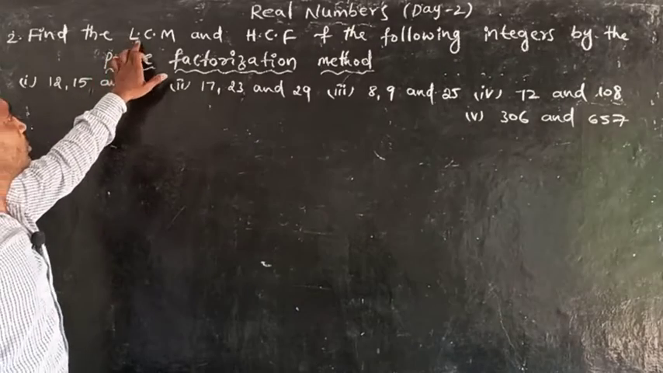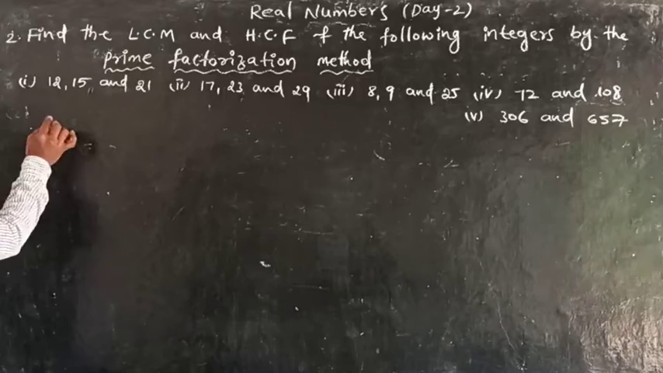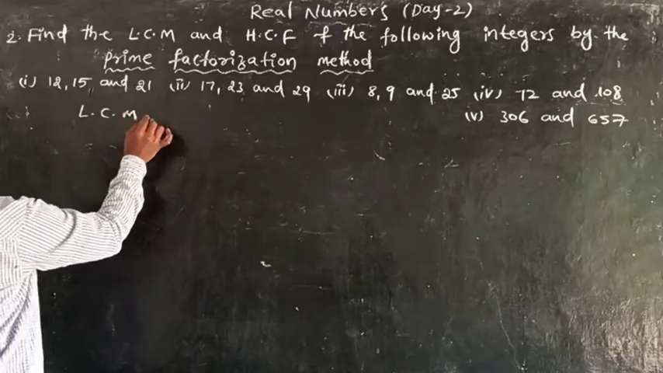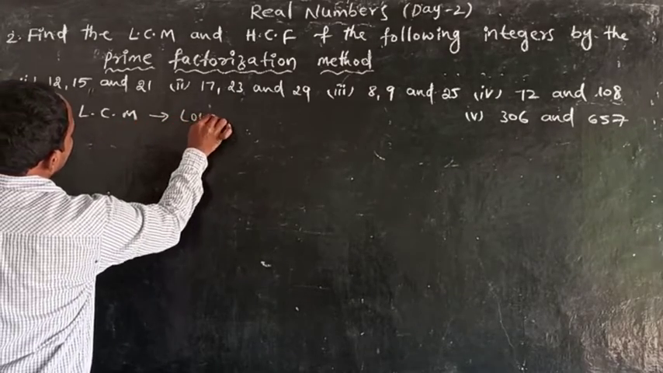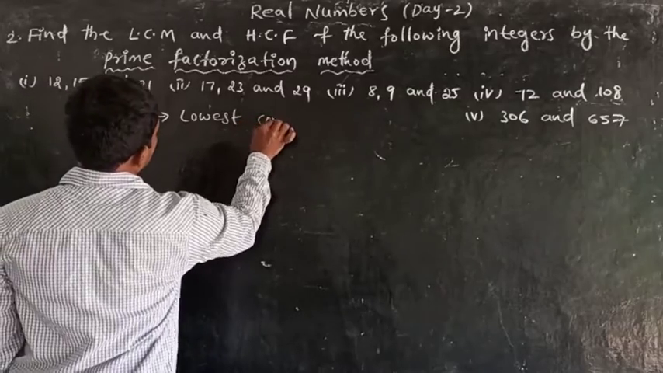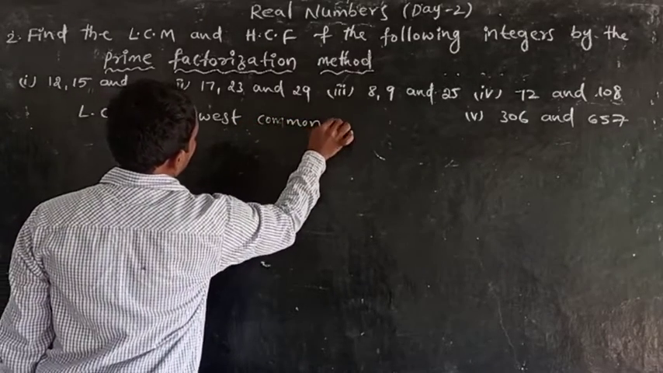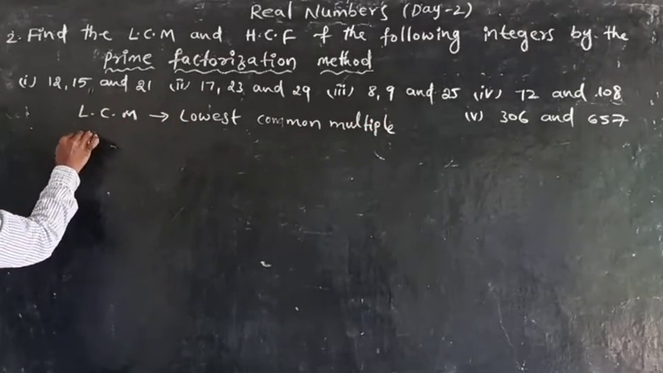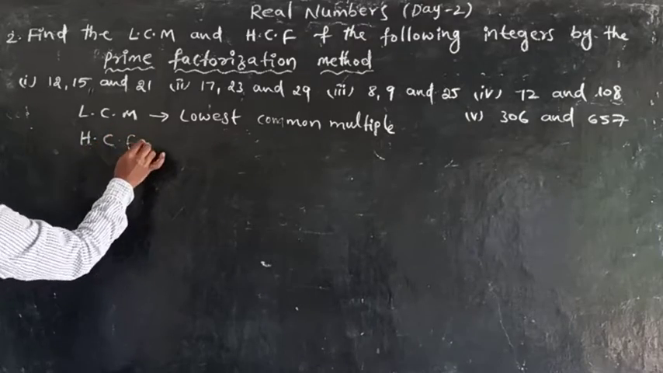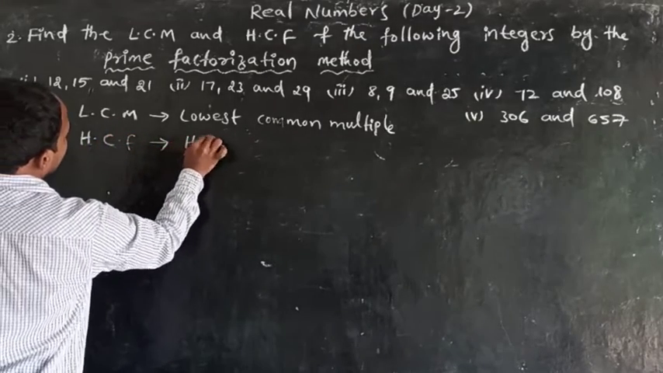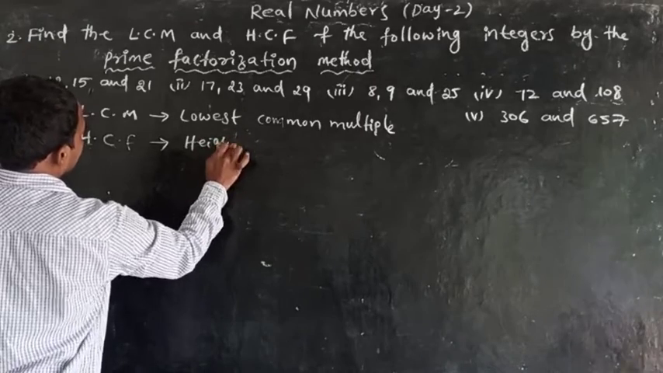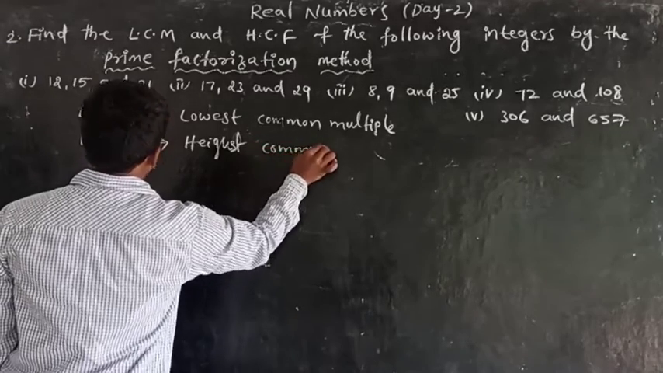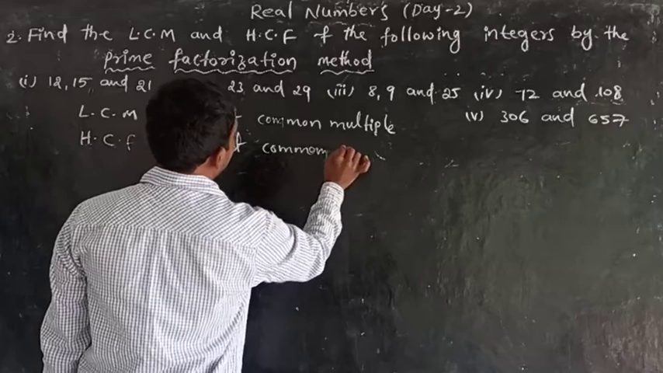So we already know LCM. LCM means lowest common multiple. HCF means highest common factor.